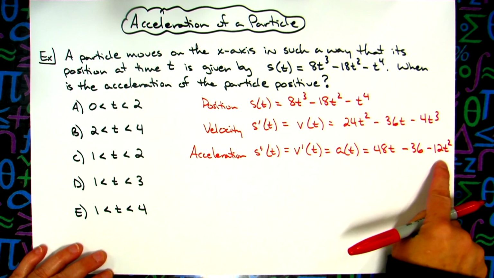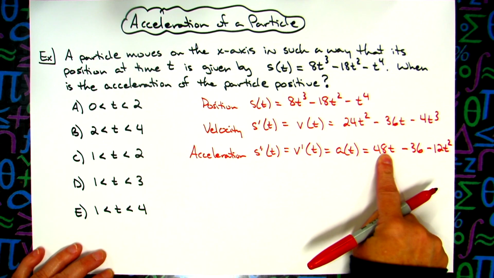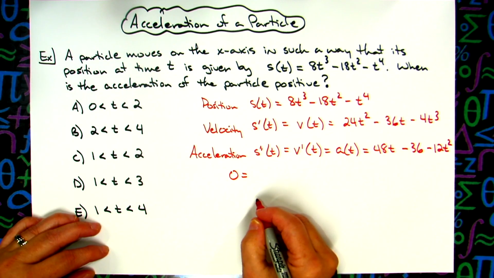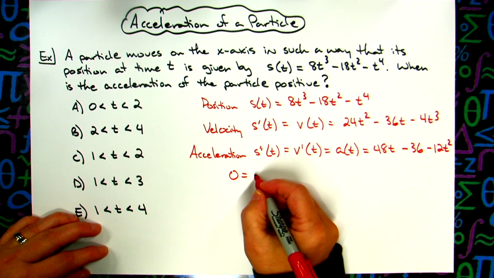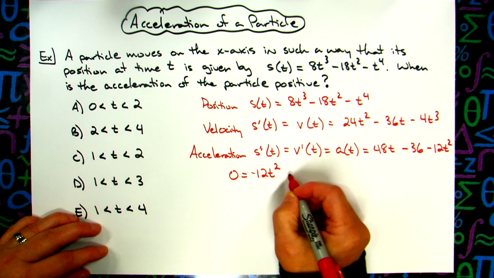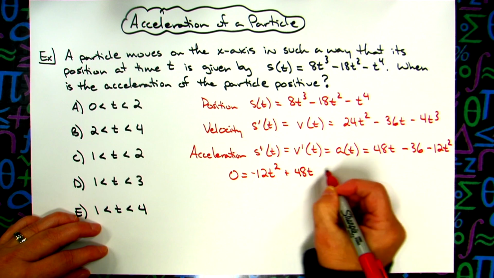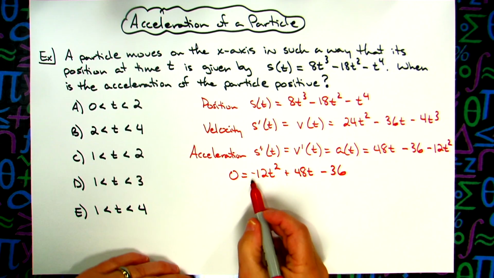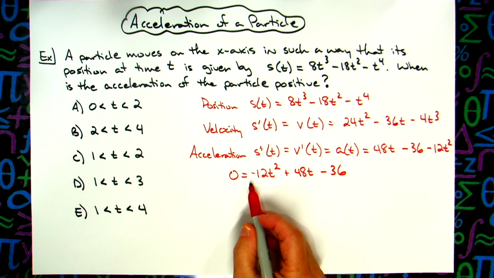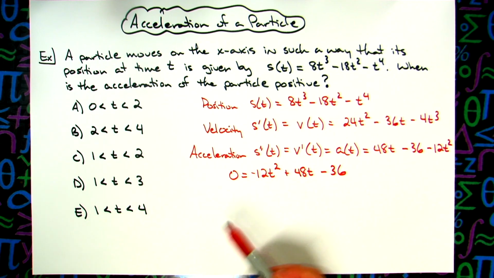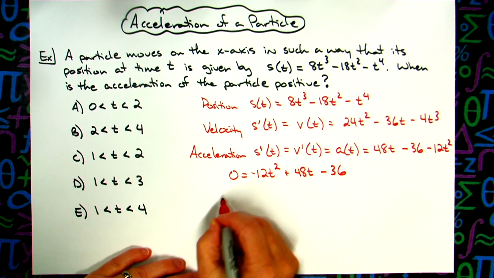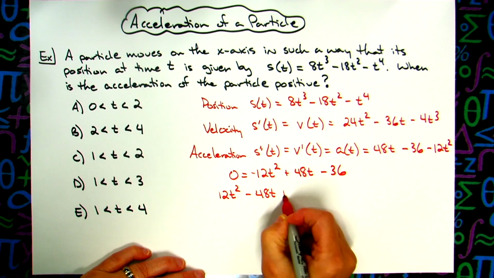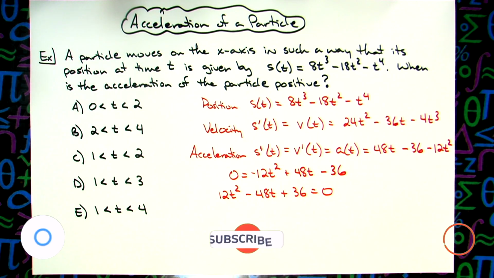All right, now I am going to take this, rewrite it so that it looks like a quadratic, and set it equal to 0. So I'm going to label it as negative 12t squared, plus 48t, and then minus 36. Now I really don't want to factor something with a negative coefficient here, so we could think of moving everything to the left, and that's going to change the signs of everything. So I'm going to have 12t squared minus 48t plus 36 equals 0 on my right-hand side.